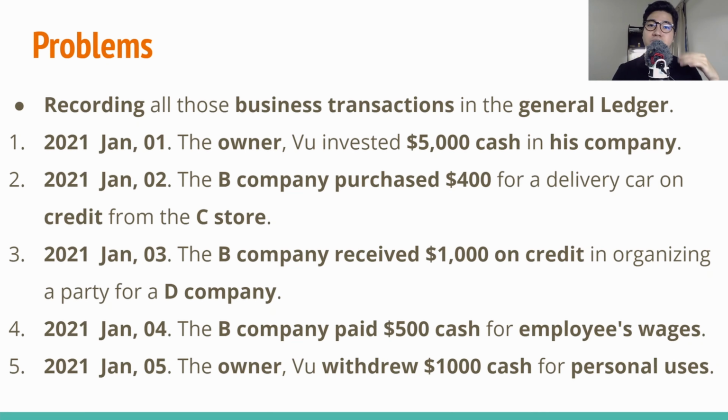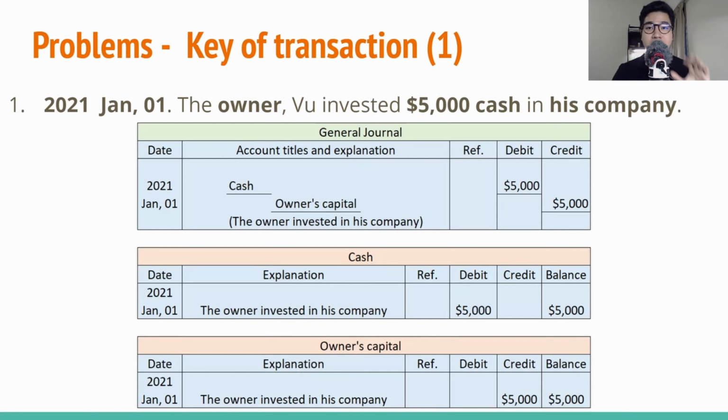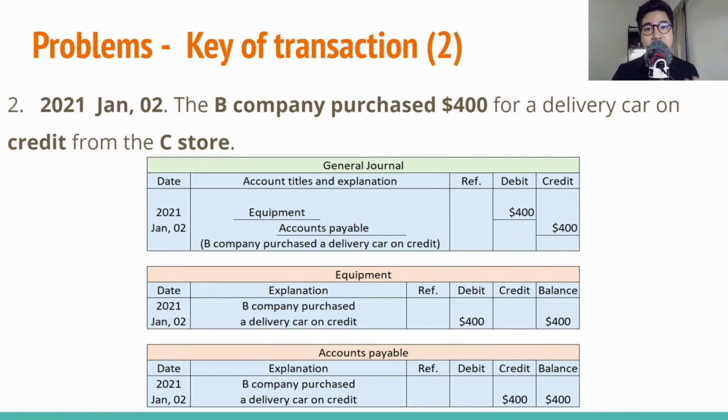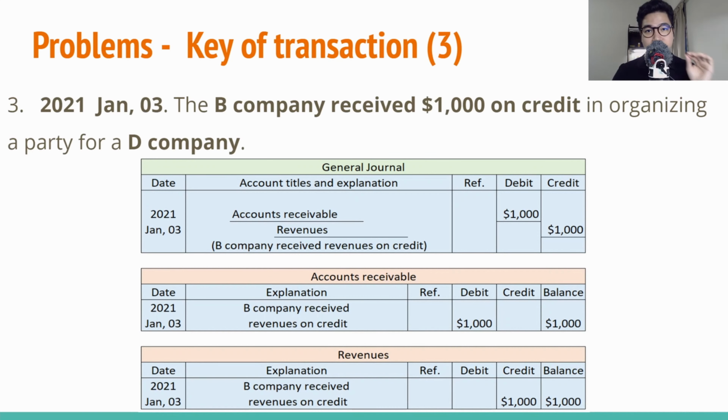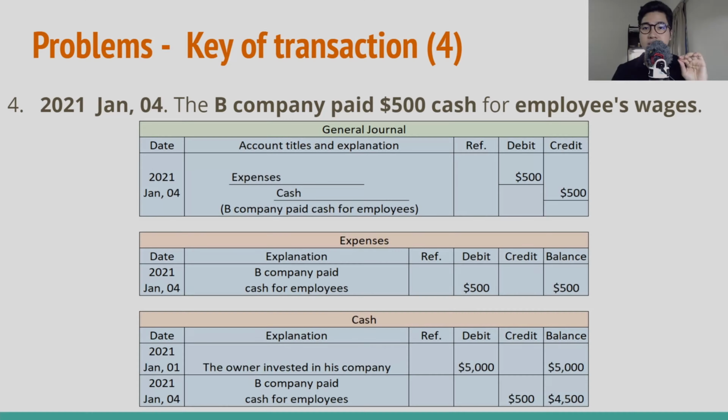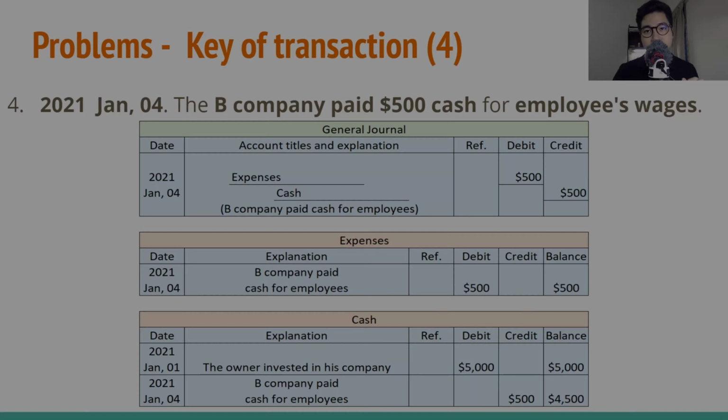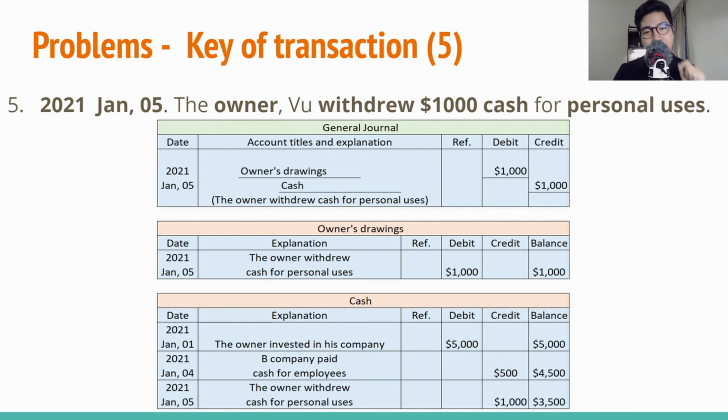So this is a practical problem. There are 5 business transactions, and you need to record all those business transactions in the general ledger. Try it out first and then compare it with my answers, okay? This is the key for the first transaction. This is the key for the second transaction. This is the key for the third transaction. This is the key for the fourth transaction. And this is the key for the final transaction.